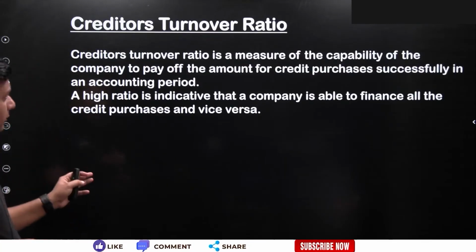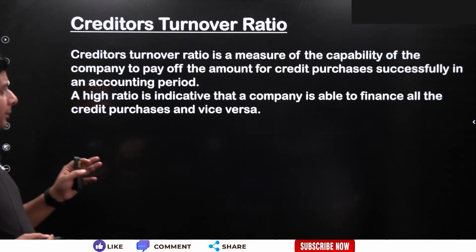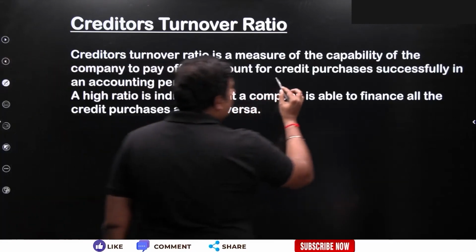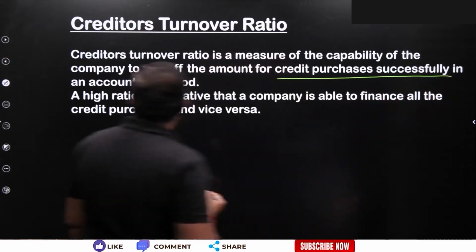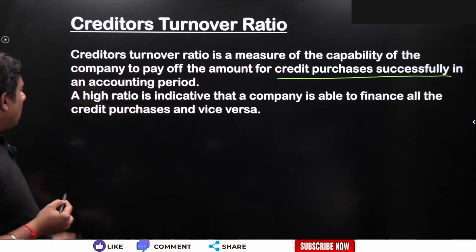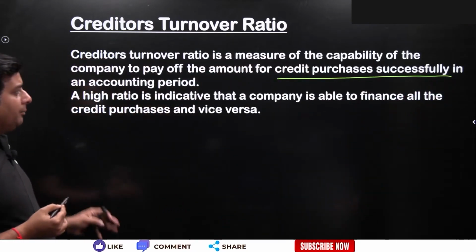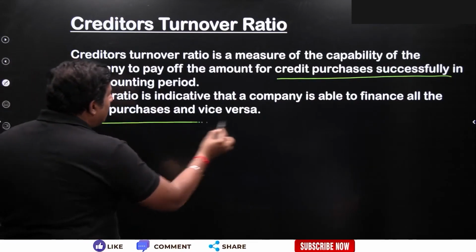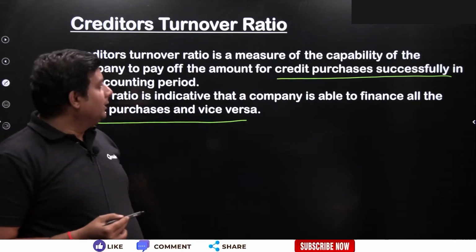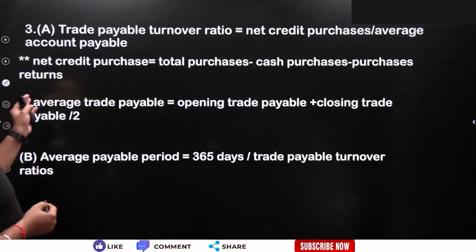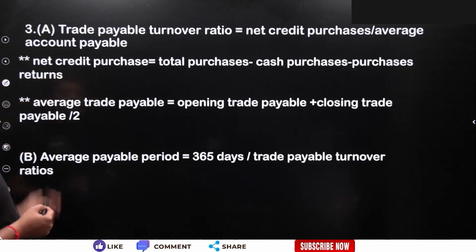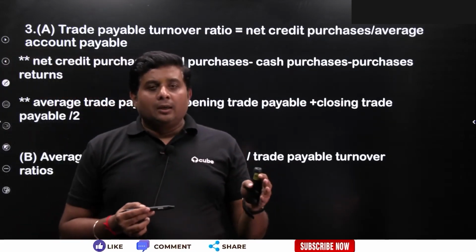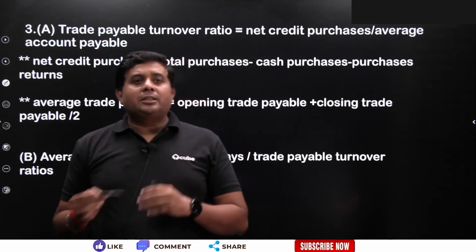All right. Next one is creditors turnover ratio. The creditor turnover ratio is the measure of the capability of the company to pay off the amount for credit purchases successfully in an accounting period. A high ratio is indicative that a company is able to finance all its credit purchases, and vice versa, right? So what is the formula for the same? For the trade payable turnover ratio, the formula is quite simple: net credit purchases upon average account payable.